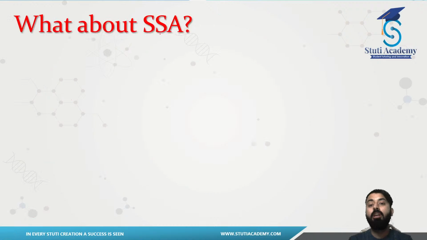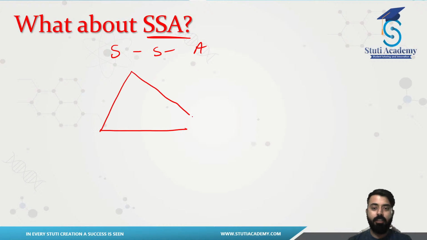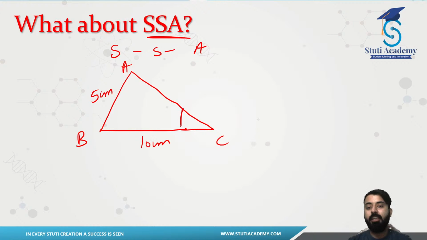Now I'm going to explain why there is no such thing as side side angle criteria. Bear with me, this is an important thing. You should understand this deeply. According to this, we need to have two sides and an angle. For this, I'm going to assume a triangle. Let's say this is triangle ABC, such that AB is 5 centimeter and BC is, let's say, 10 centimeter, and this angle right here is 40 degrees. Right? Now guys, see, if I just have another triangle.